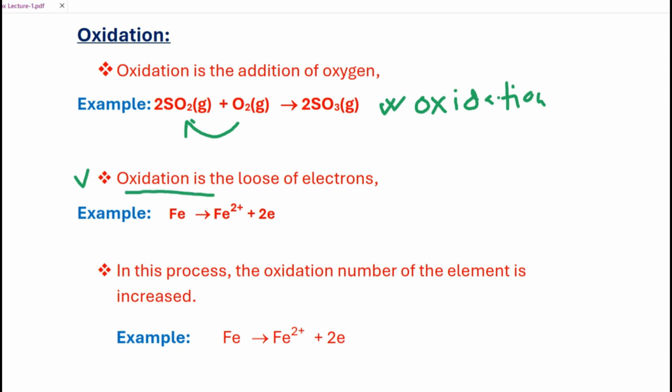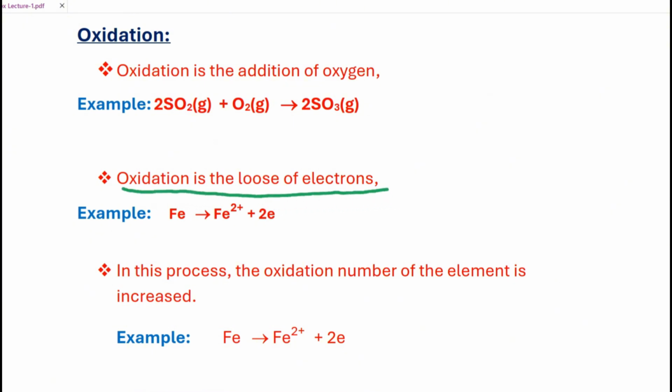Now oxidation is the loss of electrons. If an element or ion loses electrons, this process is known as oxidation. Here iron loses 2 electrons, so this reaction is also known as oxidation.